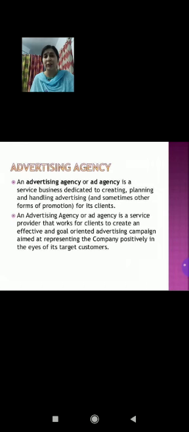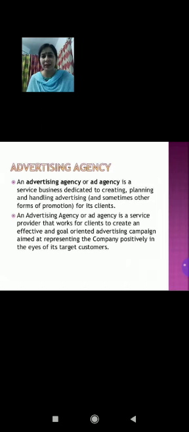They are service providers. Why? Because they are providing services to whom? To companies or whoever wants to get their products, ideas or services advertised. So they work for the client to create an effective and goal-oriented advertising campaign aimed at representing the company positively in the eyes of the targeted customer.